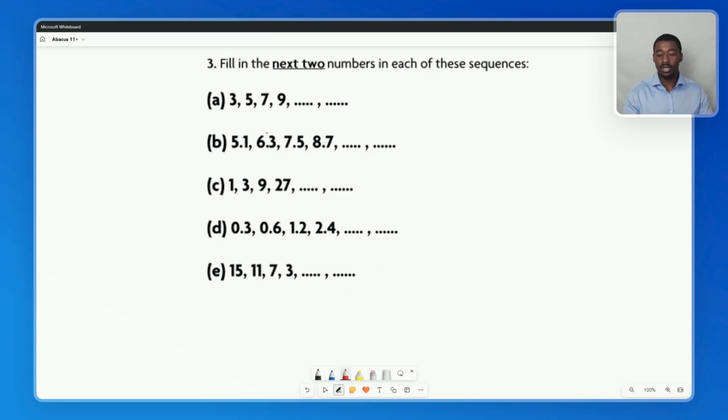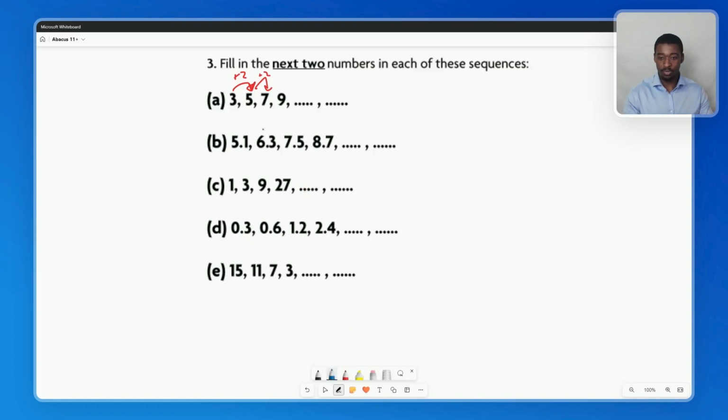Okay, so for our next question, we have some sequences and we need to fill in the next 2 numbers. This is all about recognizing the patterns, right? We're going to try and work out the pattern, or the thing that links the first 4 numbers together. And then we're going to use that pattern to work out what the following numbers should be. So this first one, part A, 3, 5, 7, 9. Here it's simple addition. Each time we're simply adding on 2, right? 3 plus 2 is 5, plus 2 is 7, so on and so forth. So we continue that pattern.